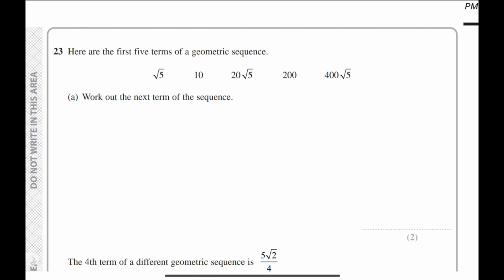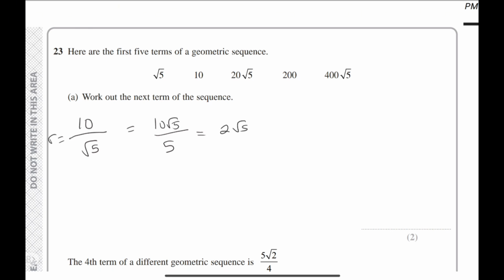Here are the first 5 terms of a geometric sequence. Work out the next term of the sequence. Okay, let's see. Root 5 is the same as 5 to the power of half. We need to find the common ratio, and I think the common ratio is going to be 10 divided by root 5, which, if I rationalize that, will be 10 root 5 over 5, which is equal to 2 root 5. So let's see if that makes sense.